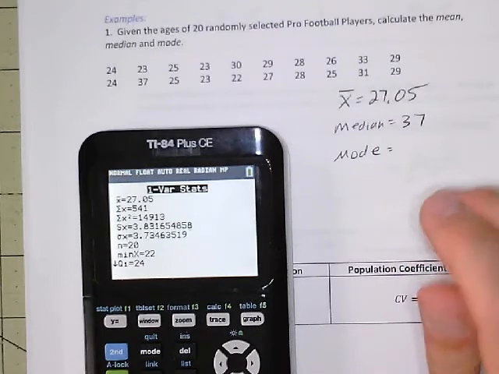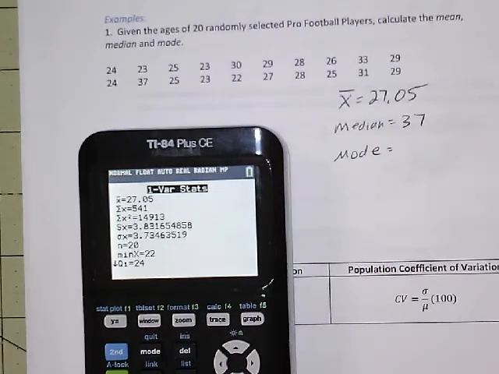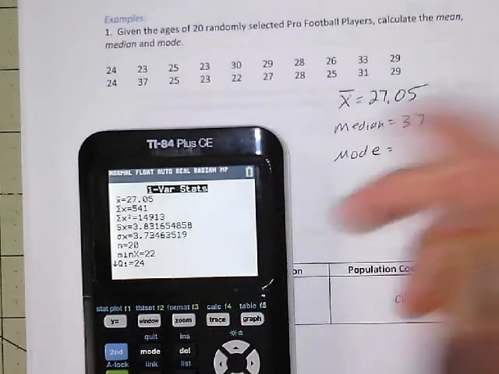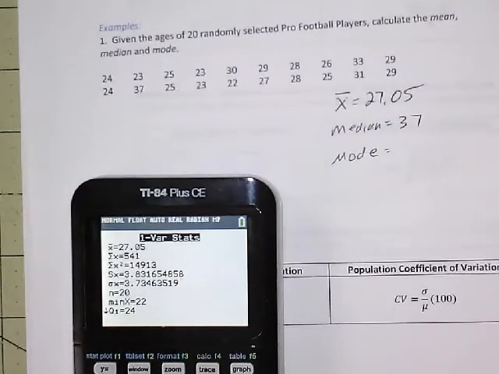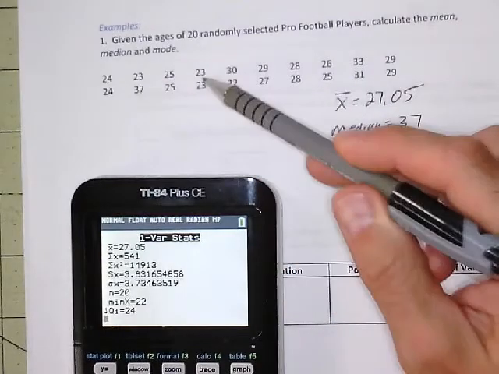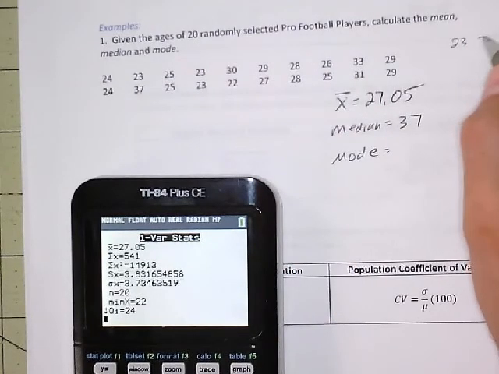However, what it doesn't do is give you the mode. Okay, the mode we're stuck having to figure out on our own. Okay, so to figure out the mode, we're just going to look at our data. What number shows up the most often?